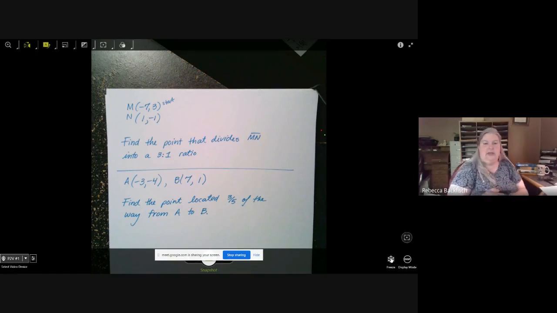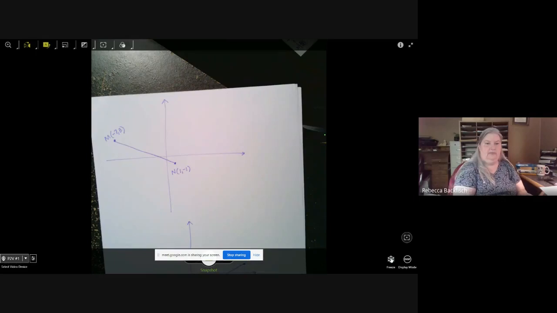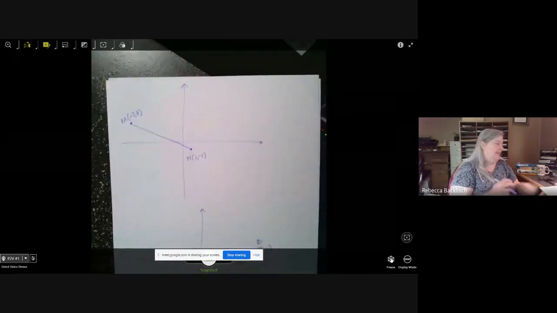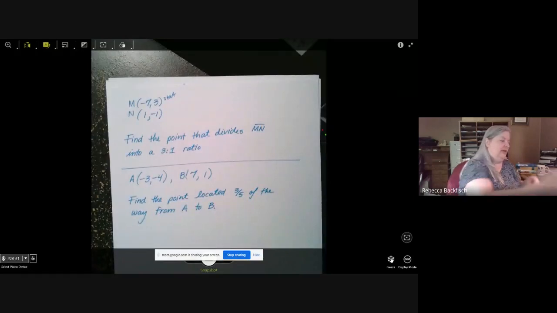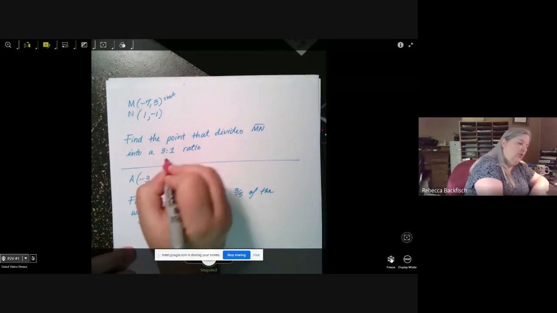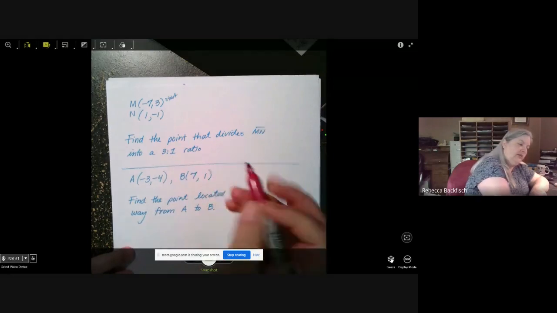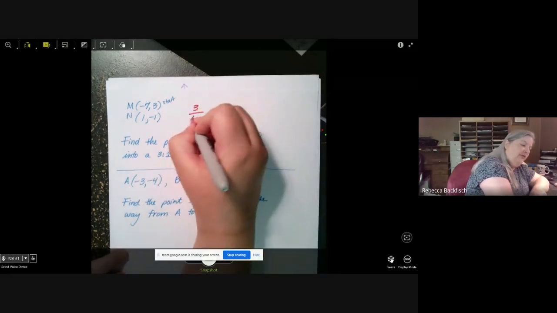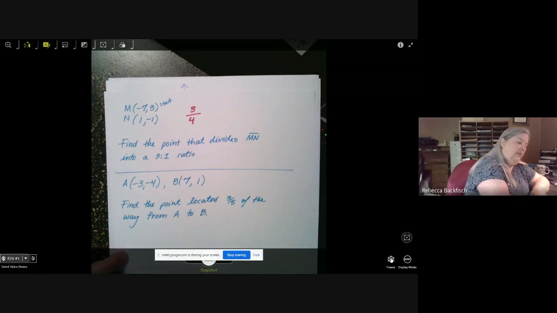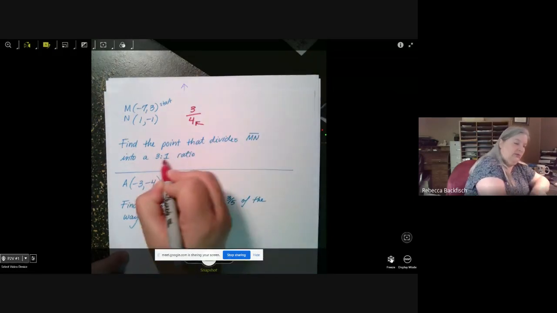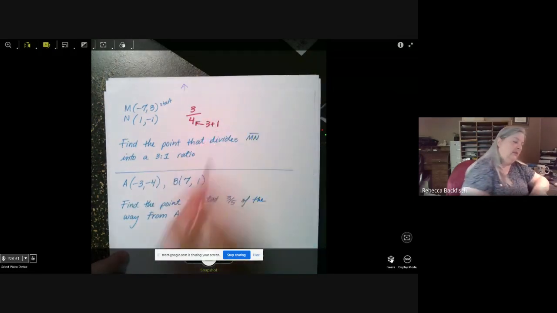So looking at the MN one, here's MN. And if the ratio is going to be 3 to 1, that means, and I'm starting at M, there's a total of 4 pieces, 3 plus 1. So I'm going 3 out of 4 pieces and then stopping. So I'm dividing the whole thing into 4 pieces and stopping 3/4 of the way. Okay. Remember, this comes from adding these two together. So 3 plus 1.